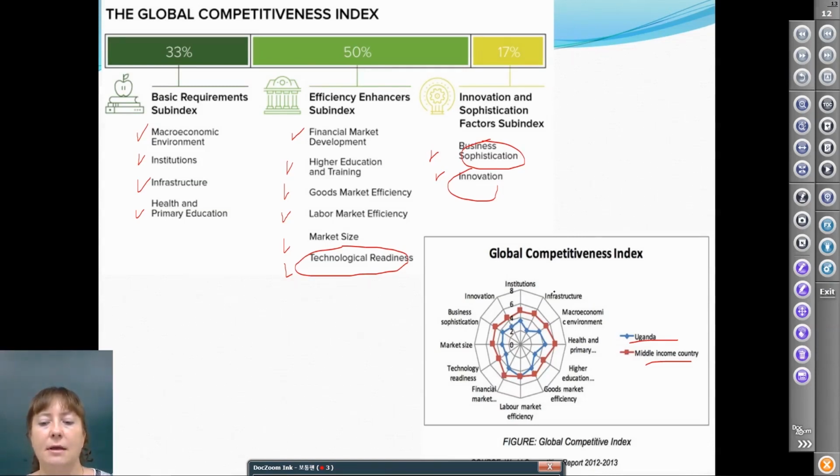What do they investigate? All these indicators come from these sub-indexes. The blue area is the measurement for Uganda, which unfortunately has lower development indexes. The red circle represents the middle income country. Of course, you see that Poland has more competitiveness and more attractiveness for global investors and for high-tech industries than Uganda. Okay, that's all for today.